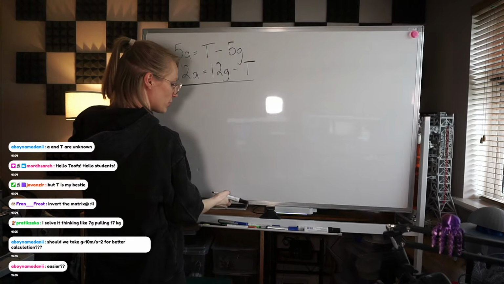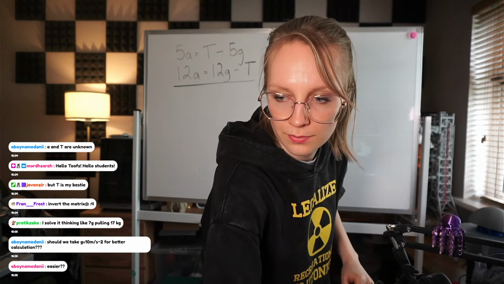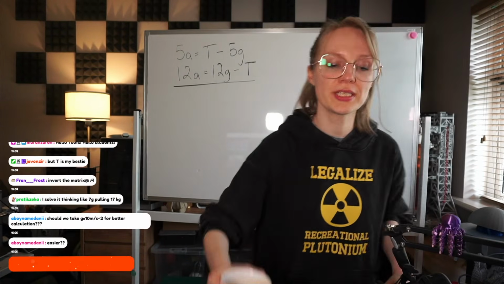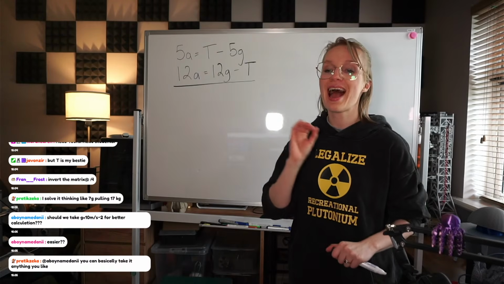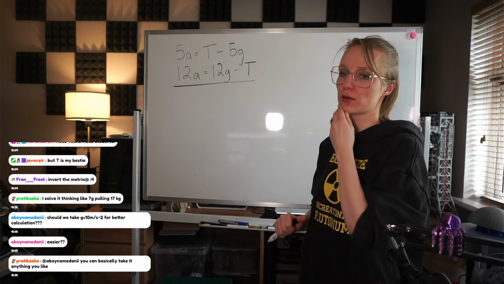Now, how do I do simultaneous equations? That's a good question. No, we're going to take G to be 9.81, but we're going to avoid substituting for as long as possible. We're going to avoid substitution for as long as possible.